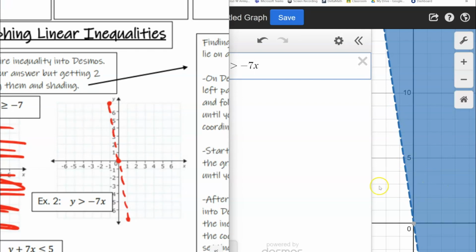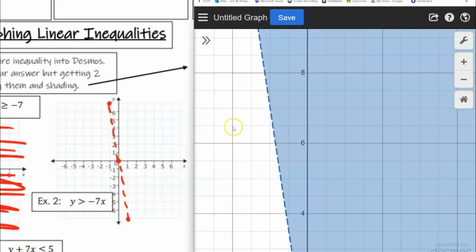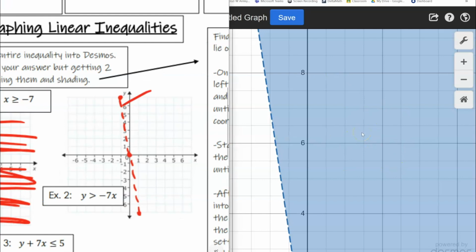I say dotted, but it's really dashed. Boom, dashed. And then which side is shaded? Again, just look at the graph and make sure. It's shaded on the right-hand side, so please make sure that you shade the right-hand side.